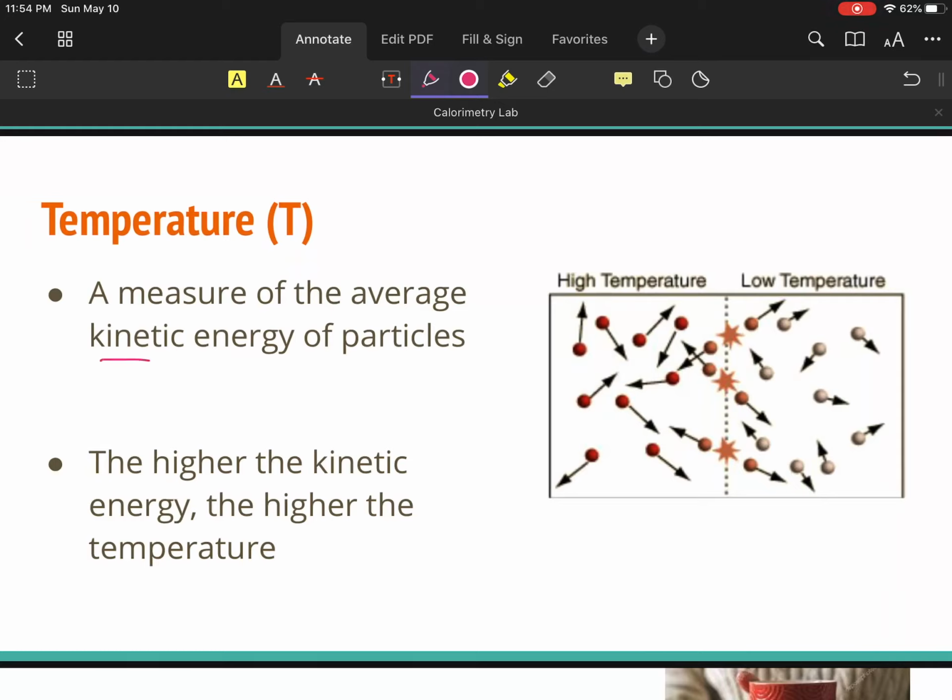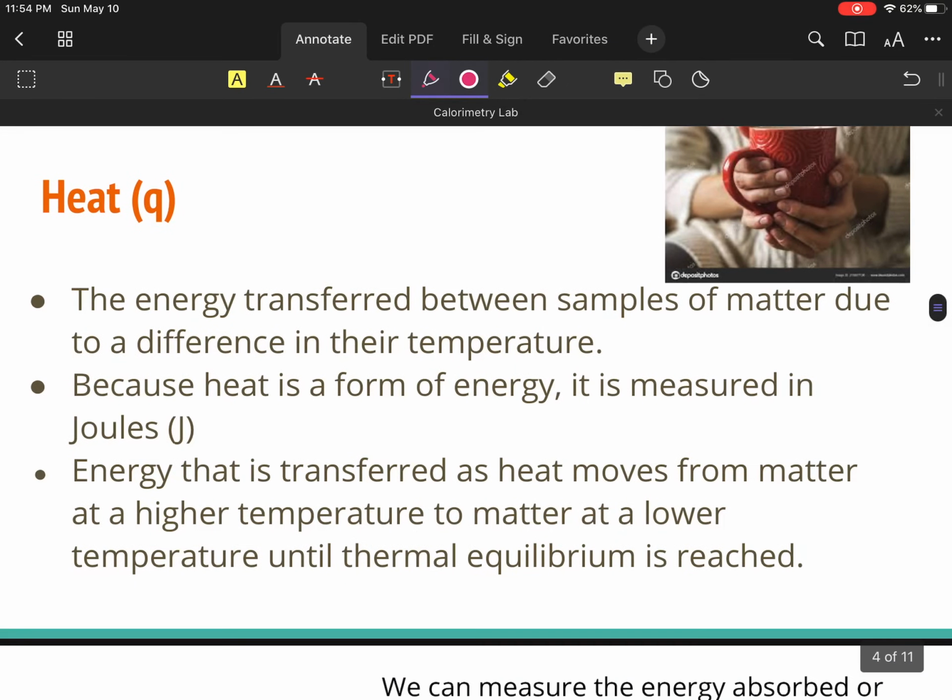Remember, temperature is just a measure of kinetic energy of particles, right? So the higher the kinetic energy, the higher the temperature. Heat is really just energy transfer between samples. If something's getting hot, that means that energy is transferring to that substance. The kinetic energy is increasing, therefore temperature is increasing. So they're all kind of related to each other.